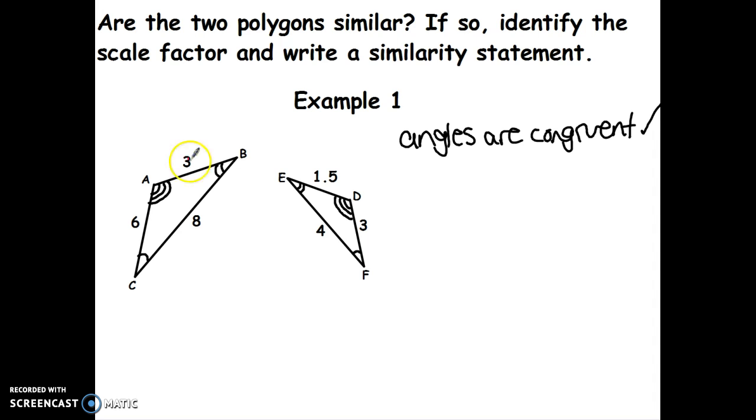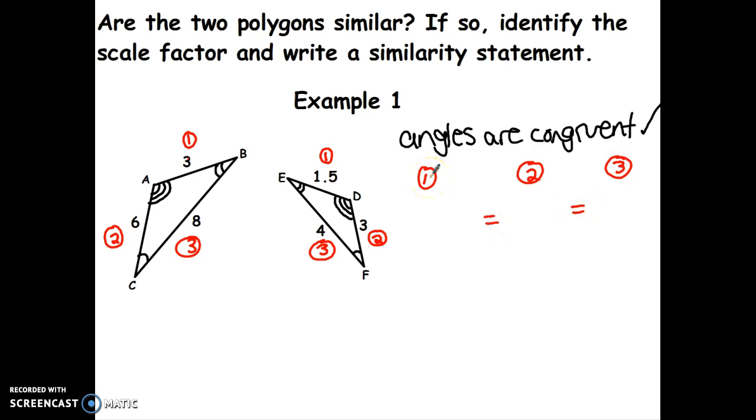The easiest way to do that is to look at each side measure, and we're just going to number them numerically. So this is the smallest number, so that would be 1, this would be 2, and this would be 3. Now let's look over here. This would be 1, this would be 2, and this would be 3. Now we're going to prepare to set up our fractions.